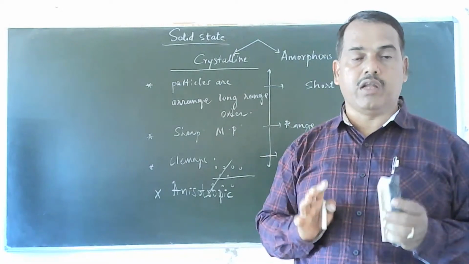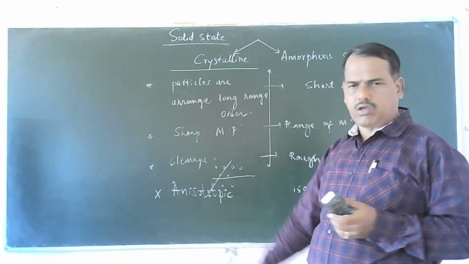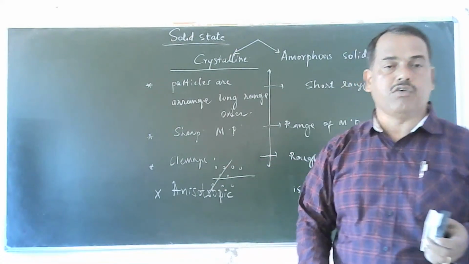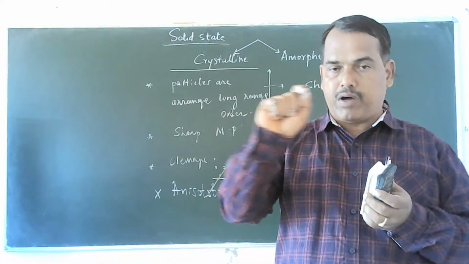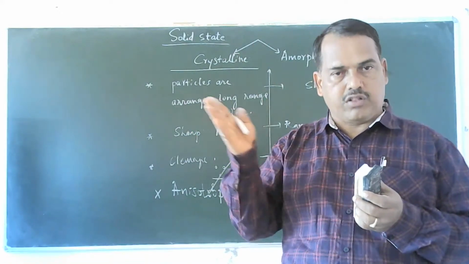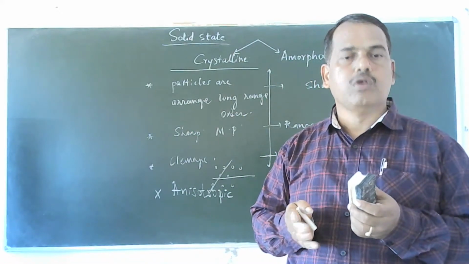Are you clear? There is no rough surface. And they are anisotropic. Even electrical properties, anything we can find. See, they are anisotropic in nature due to the arrangement of particles. If you go for a different direction, their physical property changes.